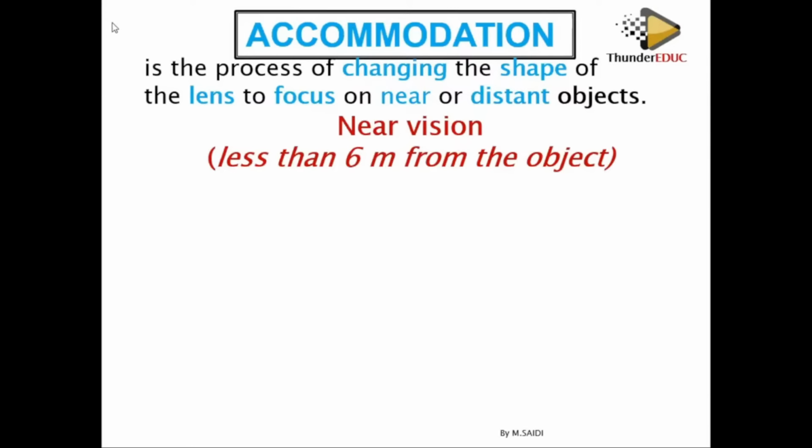So let's look at near vision. When you talk about near vision, you're talking about an object which is less than 6 meters from the eye. More than 6 meters, then that is a far object. So what happens during near vision? One, there are some muscles which you need to understand so that you can understand how it operates. And two, when you understand near vision, far vision will be just the opposite of near vision.